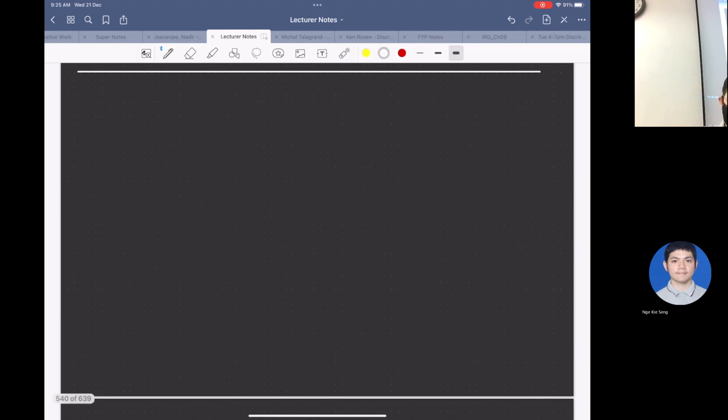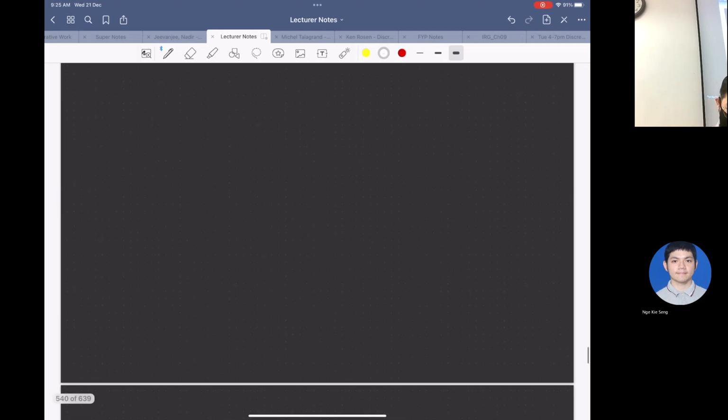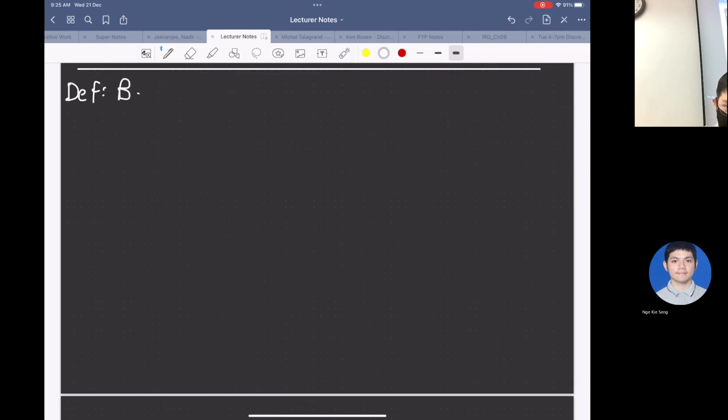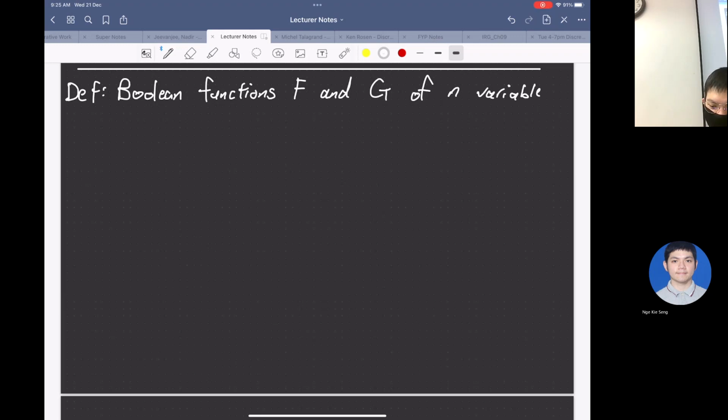Okay. So before that, we will talk about when two functions are equal. Normally, when are two functions equal? For normal functions, not logic, if they have the same domain, then for every element of the domain, they get sent to the same image. So they agree on the image. Similarly, two Boolean functions are equal if they agree on all inputs.